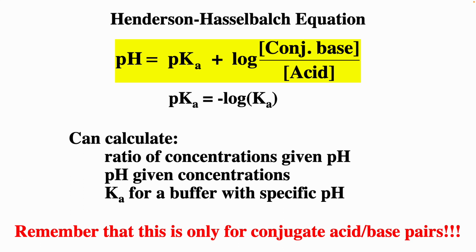And so using this equation, we can calculate the ratio of concentrations given the pH. We can calculate the pH given the concentrations. We can also determine the best Ka for a buffer with a specific pH, or we can also determine the best Ka for an acid-base indicator if we know at what pH the titration will go through the endpoint.